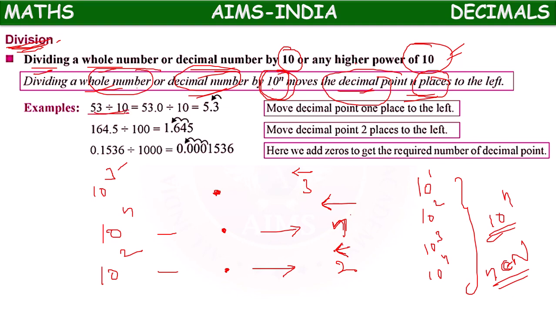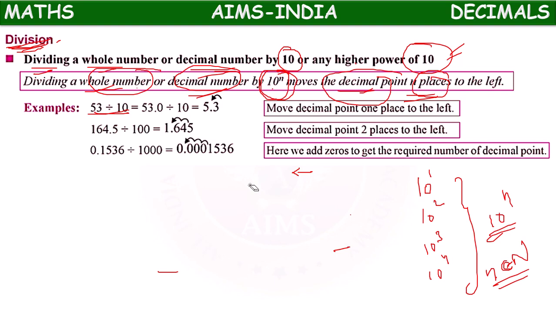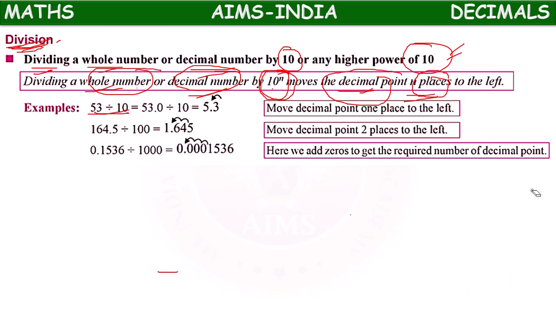So in example 1, they have given 53 divided by 10. But in the numerator, there is no decimal. So we can write it as 53.0, because 53.0 is nothing but 53. So according to our calculations, we can write 53.0 by 10. Because we have 10 power 1 here, in the power we have 1, so decimal point will move 1 place towards left.